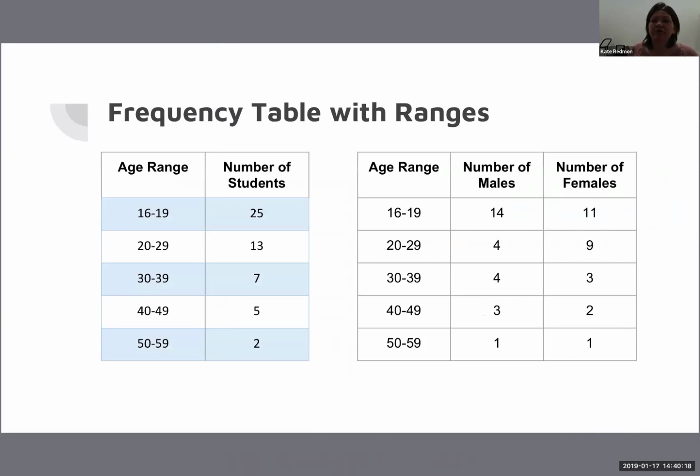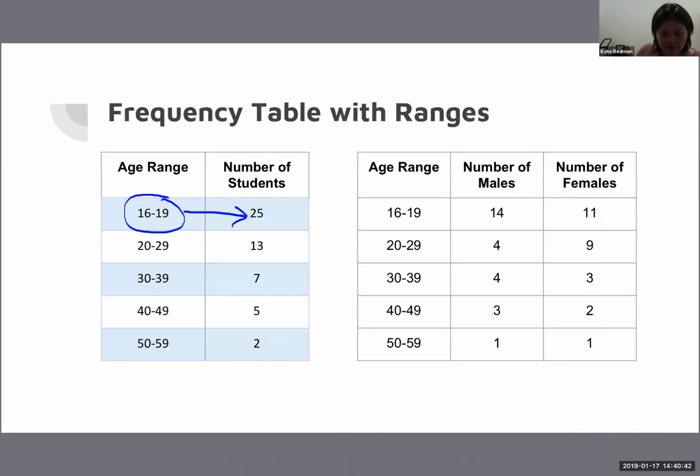You can also see a frequency table with ranges. It looks just like the other kind of frequency table, but what's the difference here? Instead of seeing exactly how many 16-year-olds and exactly how many 17-year-olds, we have lumped people into a range. So there's all my 16 to 19-year-olds. How many people are in the 16 to 19 range? 25. Does that make sense? Yes.